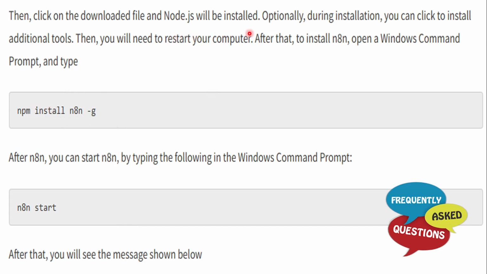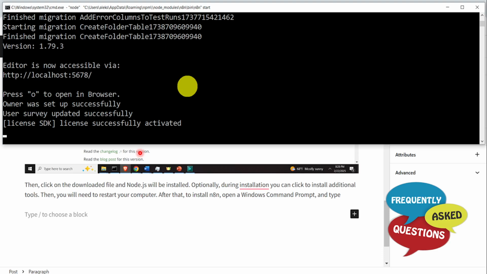After Node.js has been installed, type this in: npm install n8n -g, and after you can start N8N. You can type this command in the Windows command prompt: n8n start. You should see a message like this. That means everything has been done perfectly fine.